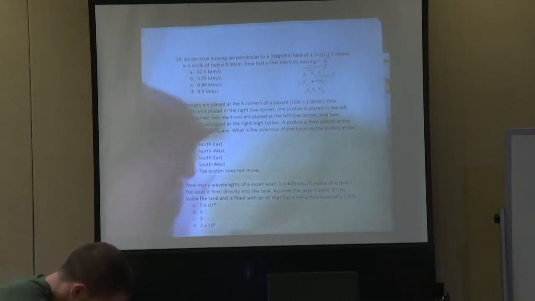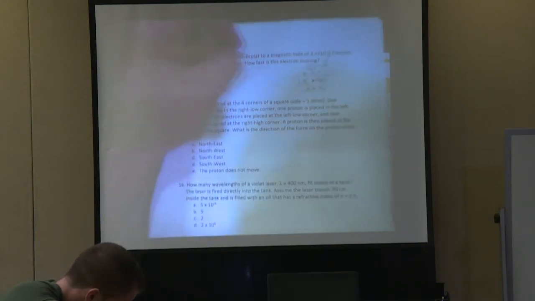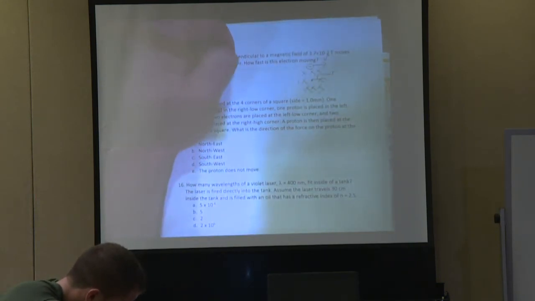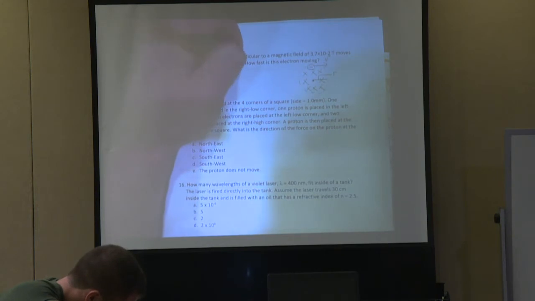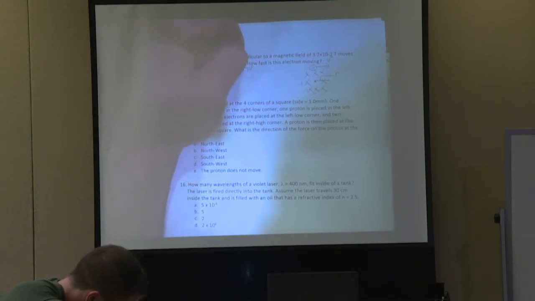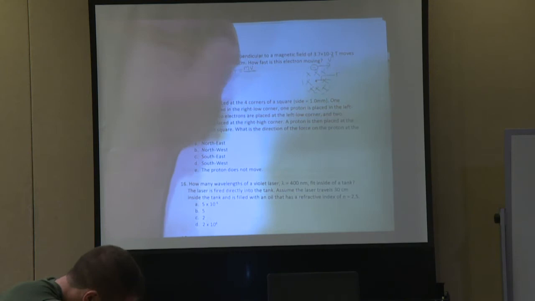Then we are going to use R equals mass times velocity divided by charge times magnetic field.